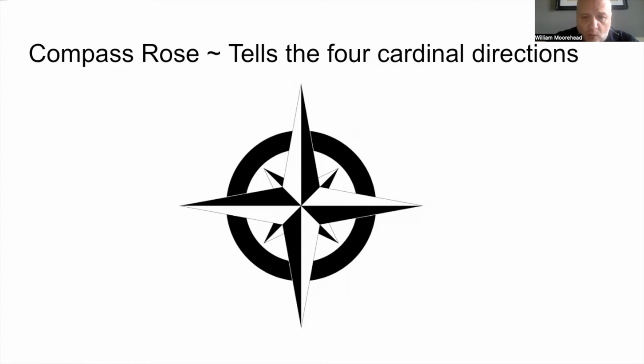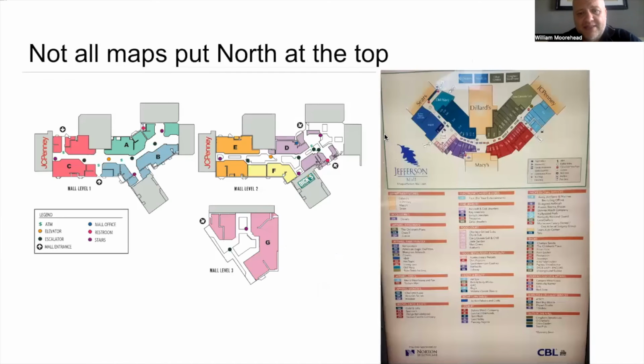The back wall of your room, the opposite of the smartboard, is a little bit closer to where south should be. So you can see that the directions are completely off. Here's another popular map where you can see north is not at the top. This is going to be a mall map.